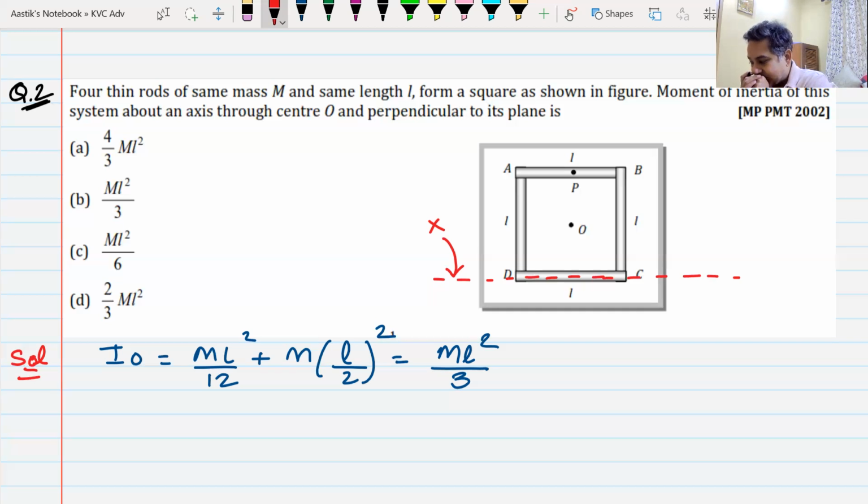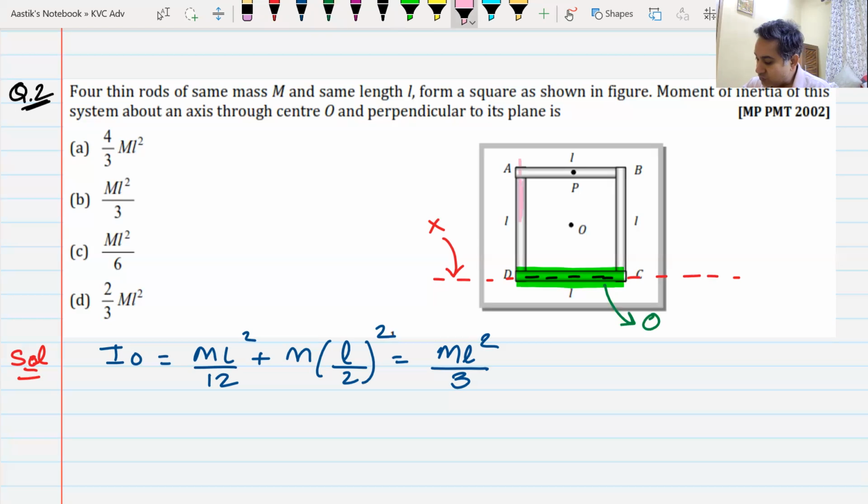About the axis X, what will be the moment of inertia of the rod CD, the green rod? It is going to be 0. Why will it be 0? Because this rod is a one-dimensional body and this entire rod lies on this line. Yes, sir. Therefore, the moment of inertia of this green rod is 0. Do we understand this? Yes, sir.